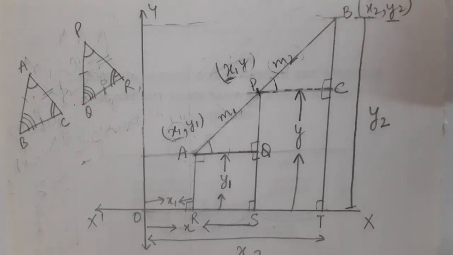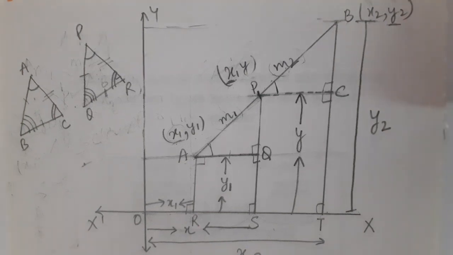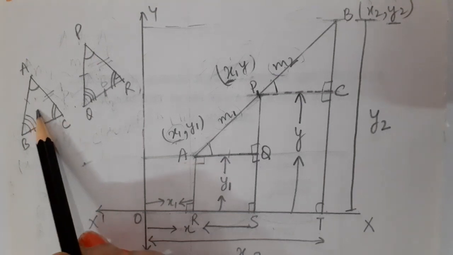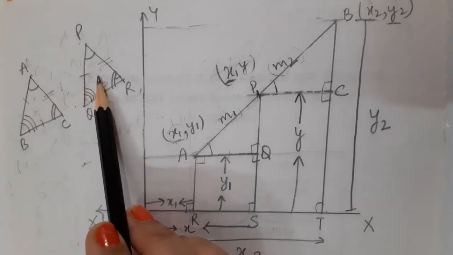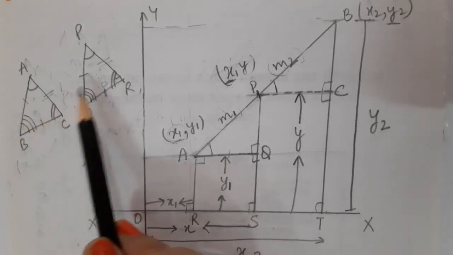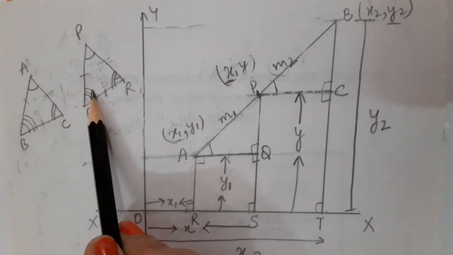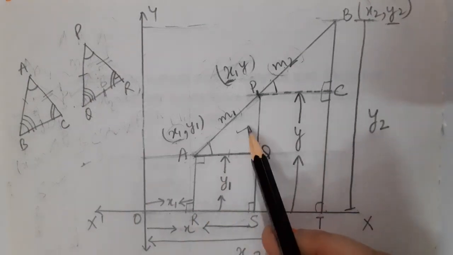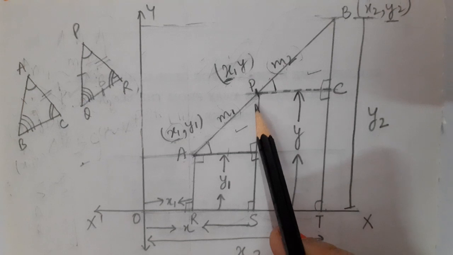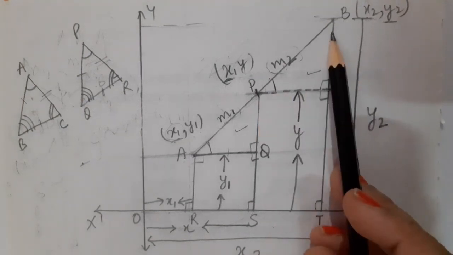Correct, students? Okay. As children, you learned in congruency, all three sides of the first triangle were equal to the corresponding three sides of the other triangle. But here the sides are not equal. In fact, the ratio of the corresponding sides are equal. Correct, students? Now here you can see that there are two triangles formed. The name of the first triangle is AQP. Another one is PCB.